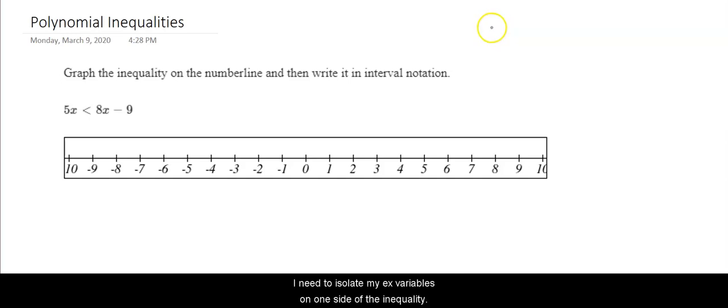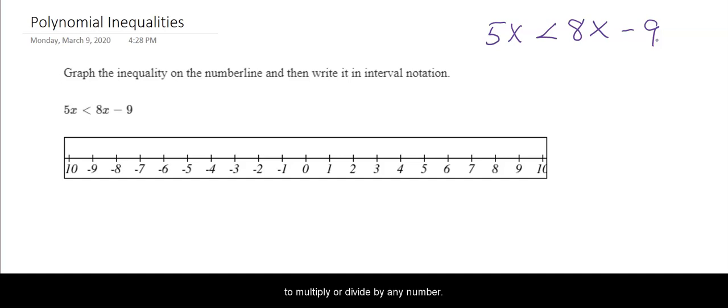I need to isolate my x variables on one side of the inequality. We have to be very careful with inequalities because although we are allowed to add or subtract any number we like without changing the inequality, we are not allowed to multiply or divide by any number unless, if it's a negative, we'll have to turn the symbol around.